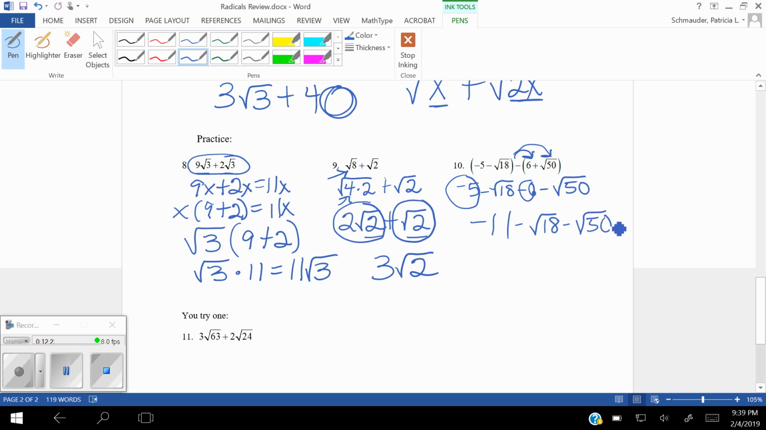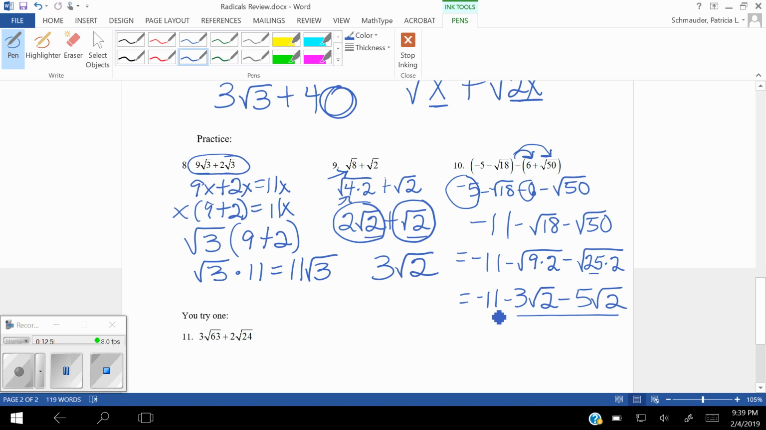So now I got to work on simplifying these two radicals. So let's see here. I know the largest perfect square in 18 is 9, so that's going to be 9 times 2. Largest perfect square in 50 is going to be 25. That's 25 times 2. So now, let's see what we got here. Negative 11. If I take the square root of 9, that'll give me 3 with the square root of 2 left over. If I take the square root of 25, that'll give me 5 with the square root of 2 left over. So then I can combine these two.